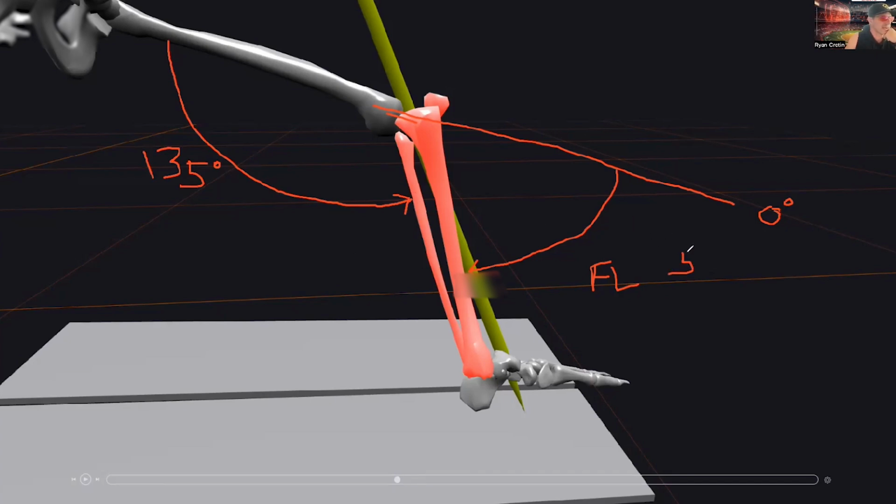Or what do we have? 45 degrees, let's just say. Because we have 180 degrees here. A little physics. There you go. Let's just say that happens, right?